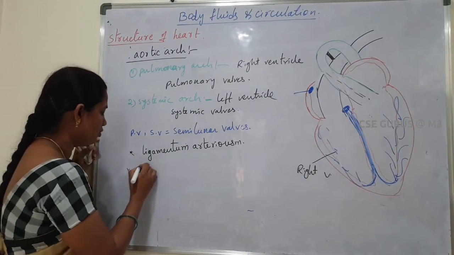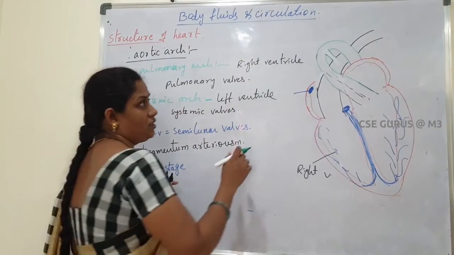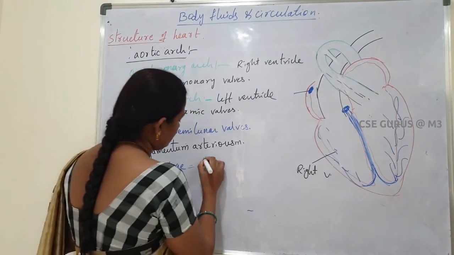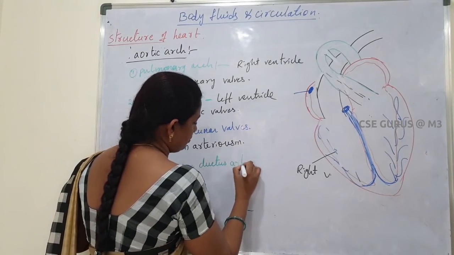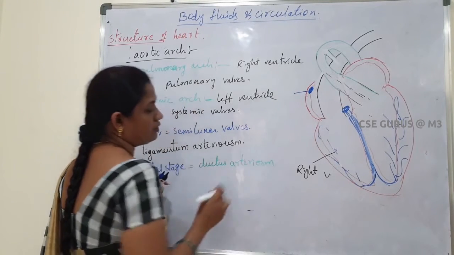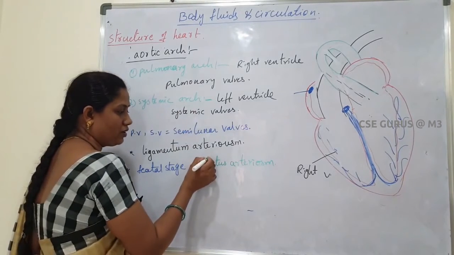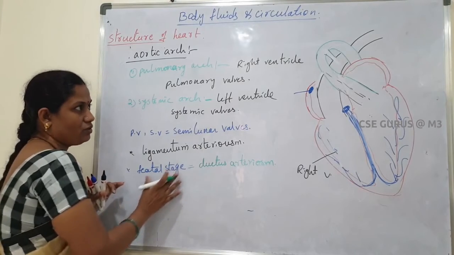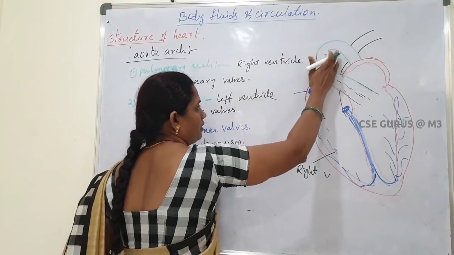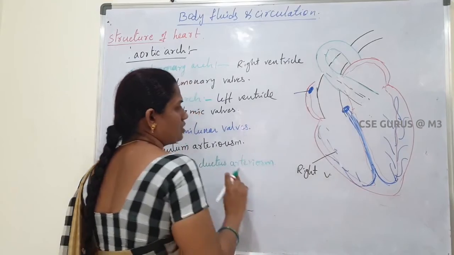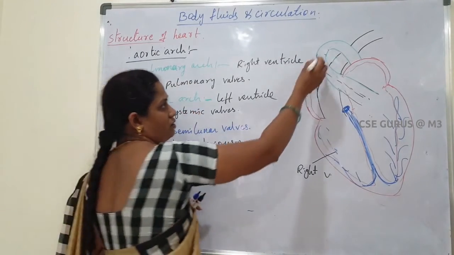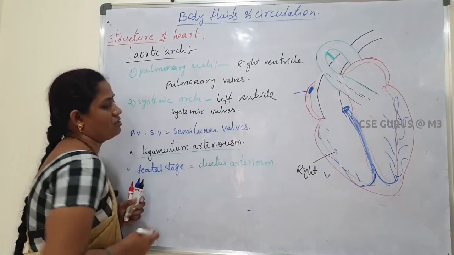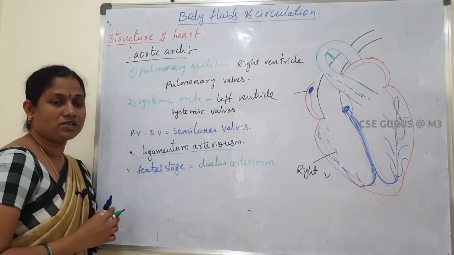Actually, it is a remnant of the fetal stage. In the fetal stage, the systemic arc and pulmonary arc are connected by the ductus arteriosus. This ductus arteriosus is present only in the fetal stage. There is a connection, but after birth it gets completely closed and cut off. It forms a remnant part that is called the ligamentum arteriosum. So this is the structure of the heart.